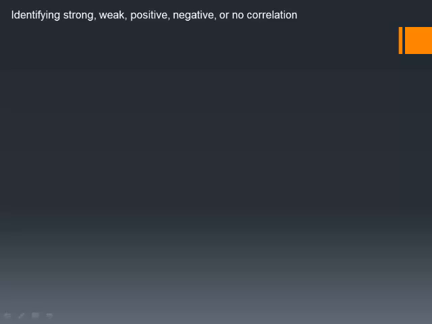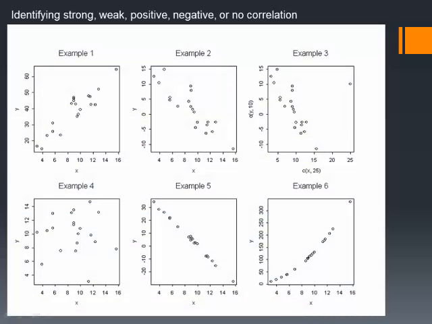Okay, so first we want to identify strong and weak, positive and negative, or no correlation. So I have some examples. In my first example, if I look at the dots, I can see that they're moving upward, so it's positive. And they're not very well clustered, so I'm going to call this a weak positive.